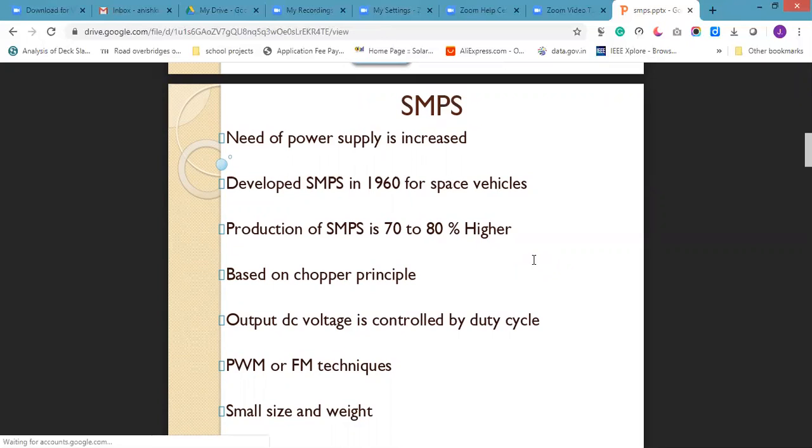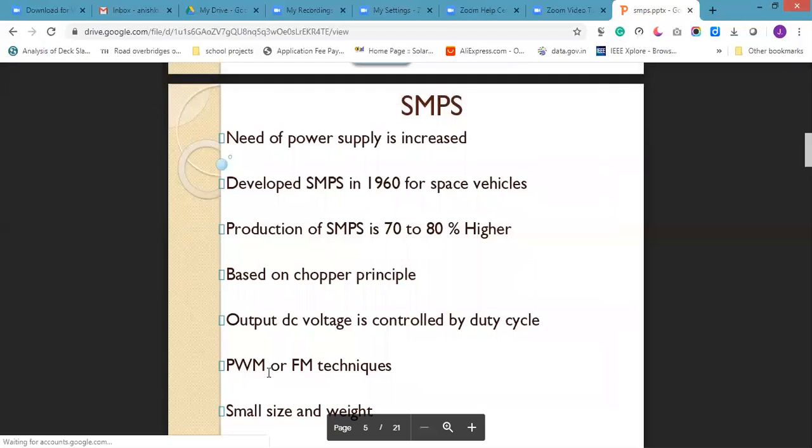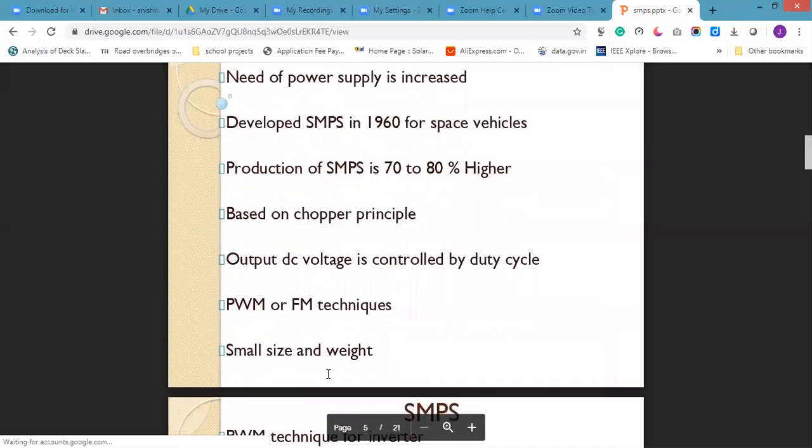What is my duty cycle? It is called as alpha. Alpha is nothing but T on divided by T. T is called as total time period. T on is called as switch on time period. There are two types of techniques used: PWM techniques and FM techniques, that is, pulse width modulation techniques or frequency modulation techniques. The size is less, weight is also less. SMPS.